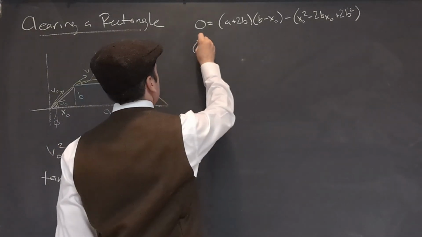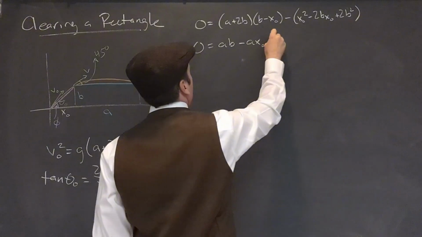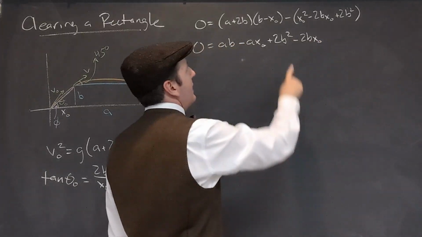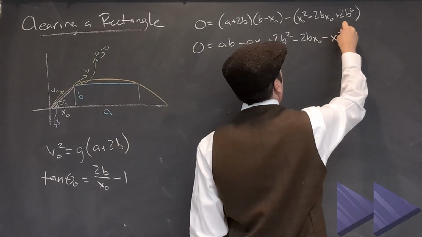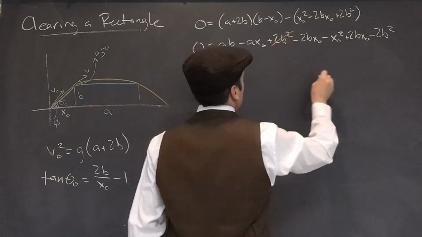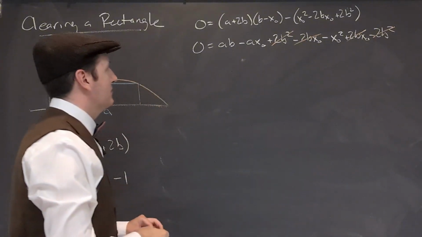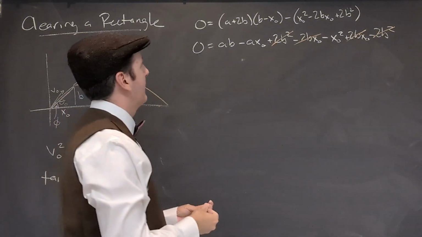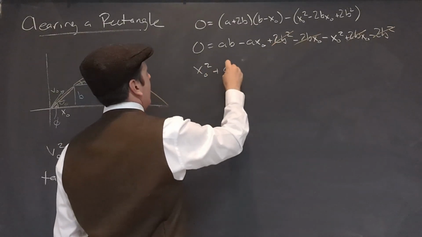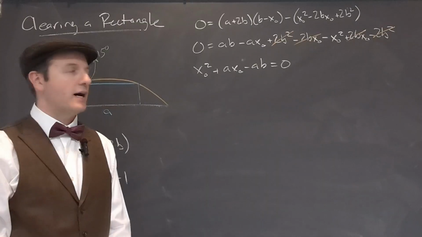So expanding out the right-hand side, product of binomials, we'll have ab minus ax naught plus 2b squared minus 2bx naught. And then I'll distribute the negative through all of those. And we do see that there are some simplifications. The 2b squared and negative 2b squared cancel. The negative 2bx naught and the positive 2bx naught cancel. That's nice. And then moving things around and putting it in standard quadratic form, we'll have a nice quadratic equation to solve for x naught.